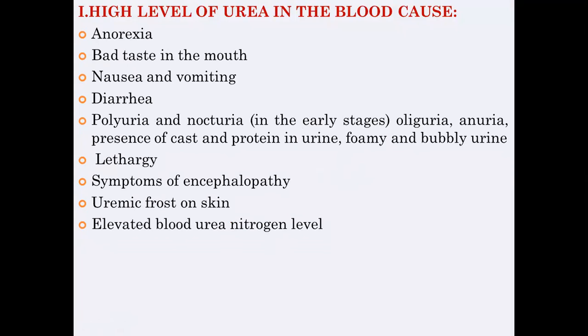Then oliguria, anuria, presence of casts and protein in the urine, foamy and bubbly urine, lethargy, and symptoms of encephalopathy. Symptoms of encephalopathy means the patient will not be able to concentrate on certain things and will have memory loss. Then uremic frost on the skin: due to excessive buildup of urea, the patient will start to have rashes. The next is elevated blood urea nitrogen level in the blood. These are some of the symptoms we can see if there is excessive buildup of urea in the blood.